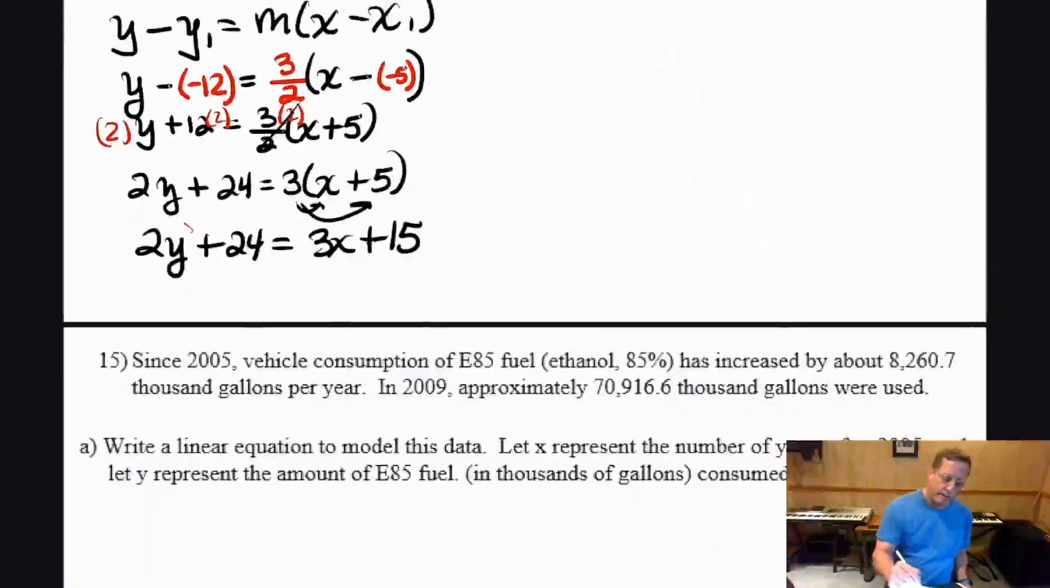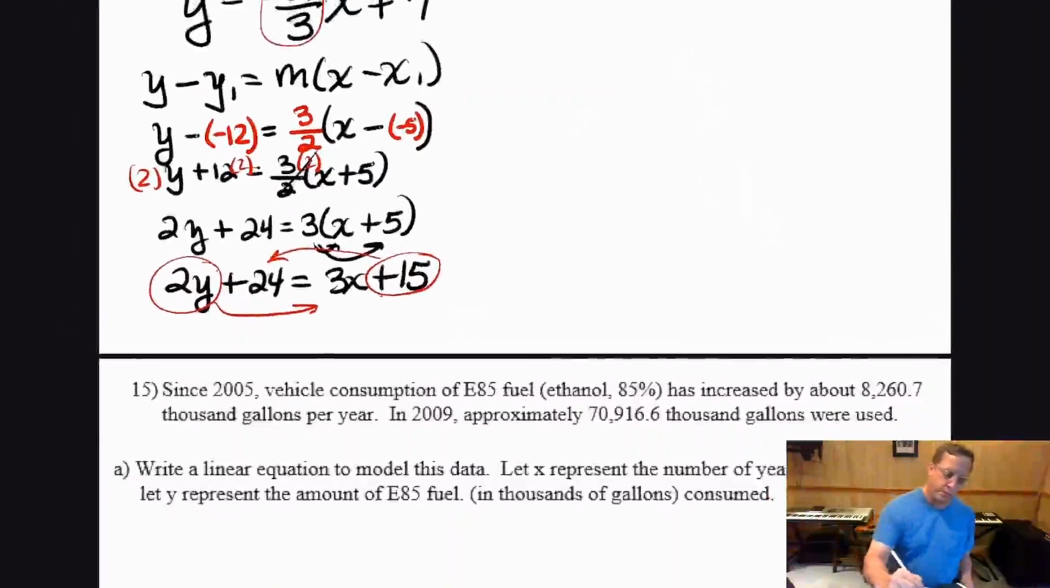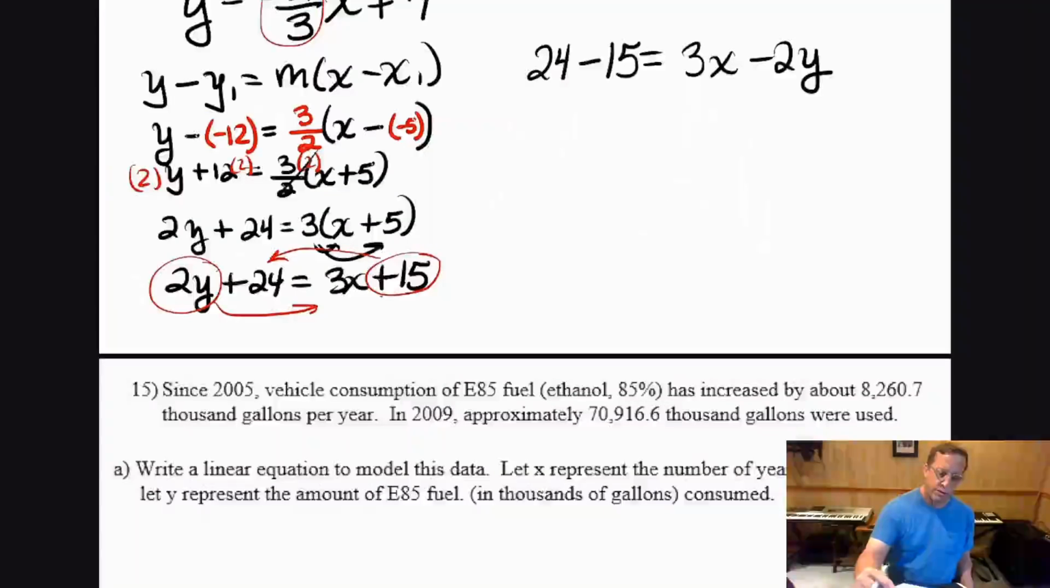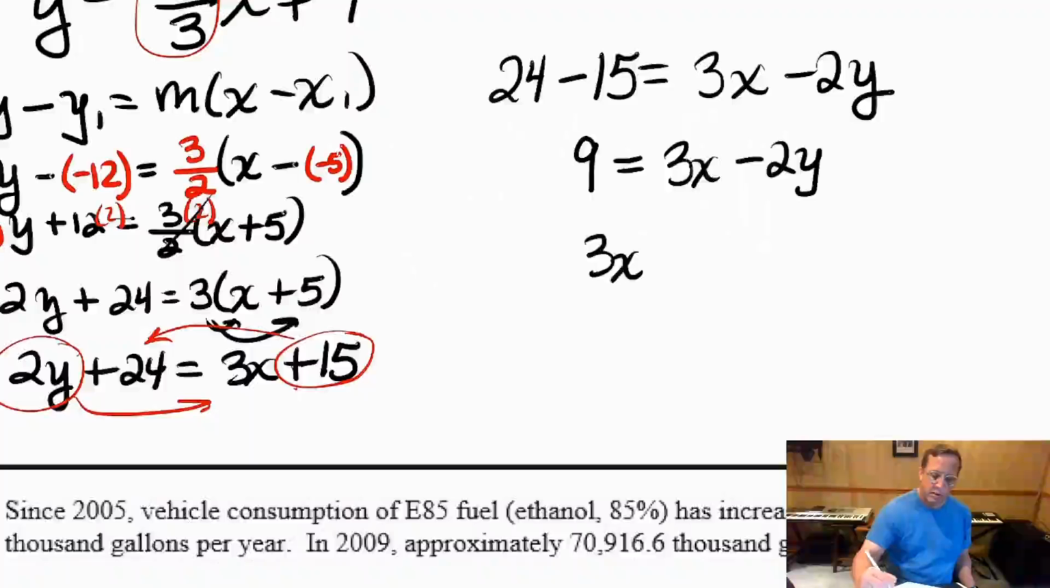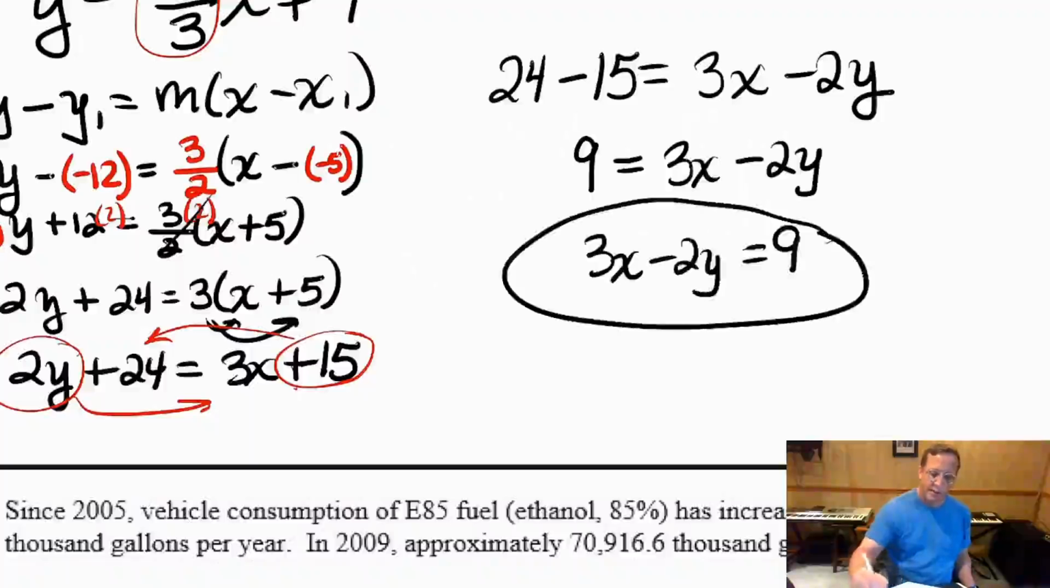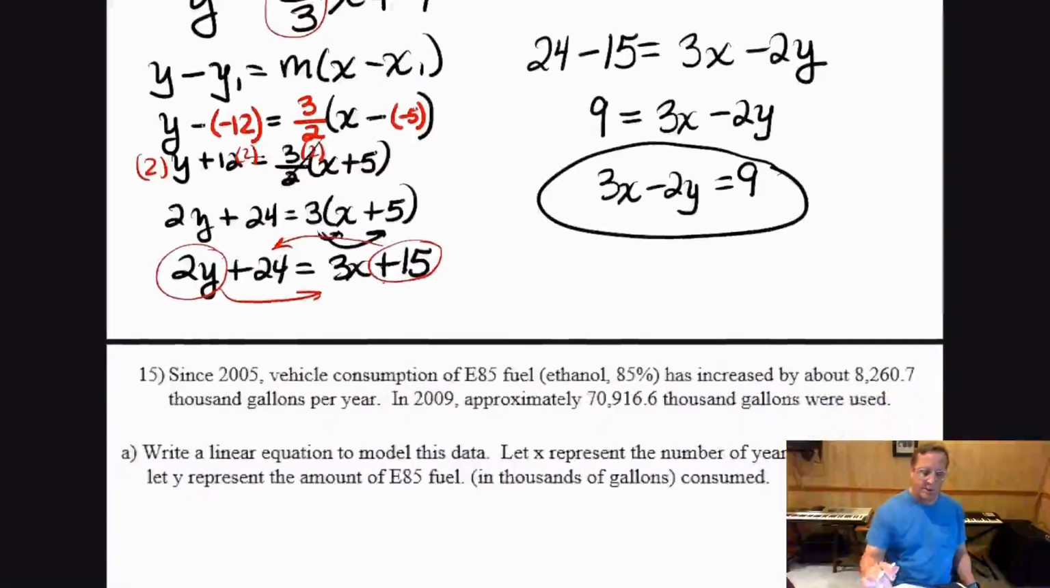And let's move the y over here, because the x is already positive. And let's move the constant over here. Okay, so let's do that. So when we do that, we got 24 minus 15 equals 3x minus 2y. Then 24 minus 15 is 9. So 9 equals 3x minus 2y, or 3x minus 2y equals 9. And that's in perfect standard form right there.